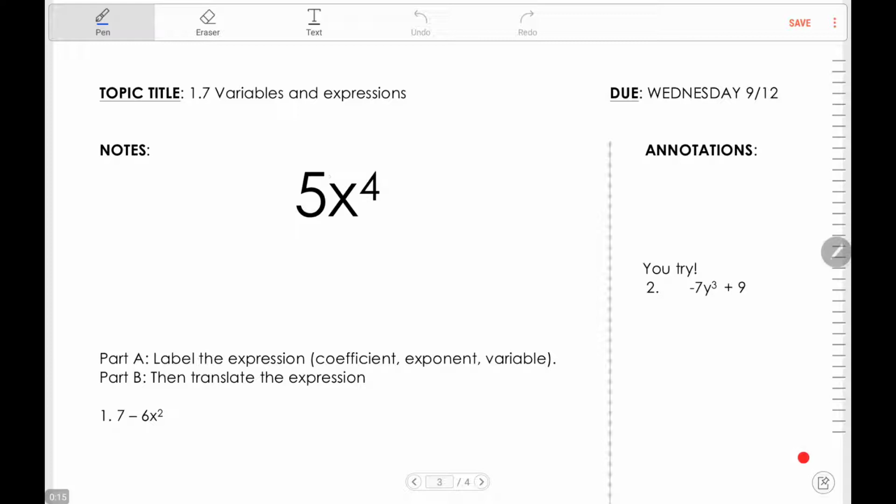So the operation in between the 5 and the x, there's like invisible parentheses there, or an invisible dot. Regardless, it means multiplication. So this is 5 times x to the power of 4. And that power of 4 is only going with the x. Alright? So, let's talk about what these things mean.